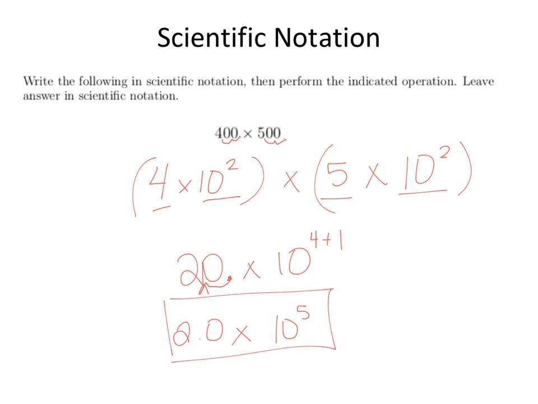You can check your work if you want. If it's something simple like this, I'll say 400 times 500. That's going to be 20 with 4 zeros, 200,000. That's the same as that. You can do that, but it's not necessary.